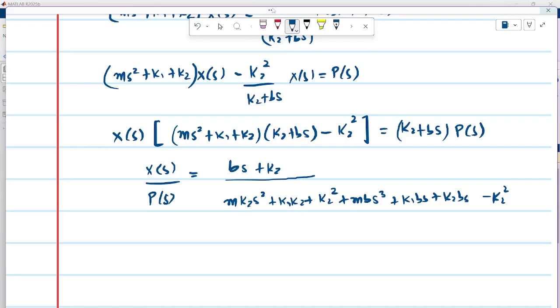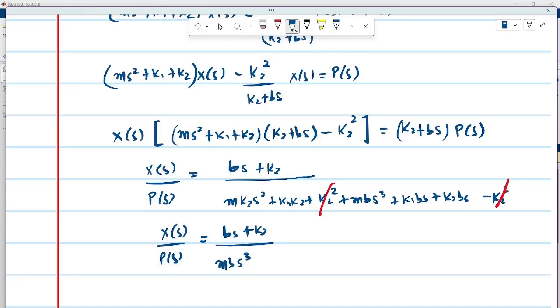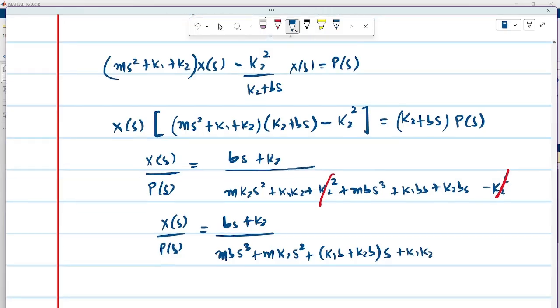So this is what we have, and we know we can cancel out this one and this one, and what we have is just arrange it with the higher terms. With respect to the highest terms, X of s divided by P of s equals bs plus k2 divided by m b s cube. Then the second highest term is s square, plus m k2 s square. Then we have s here, plus k1 b plus k2 b into s, and plus k1 k2. So this is the transfer function we have for our system.